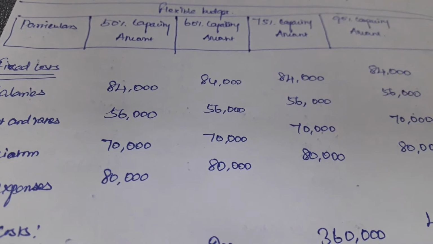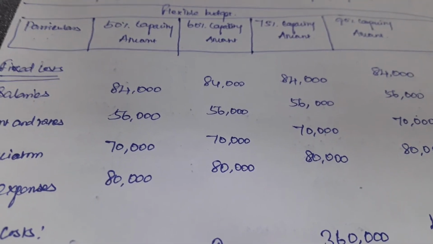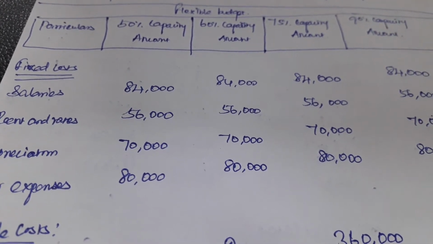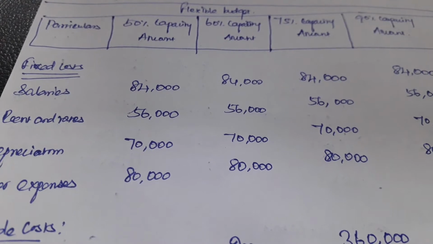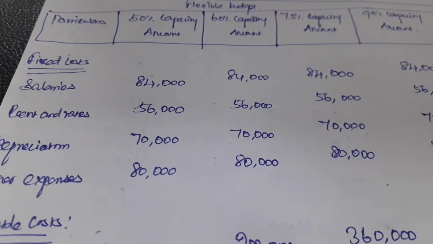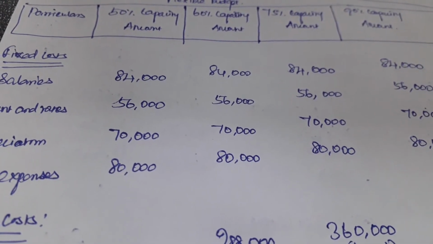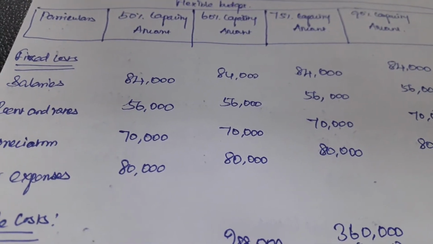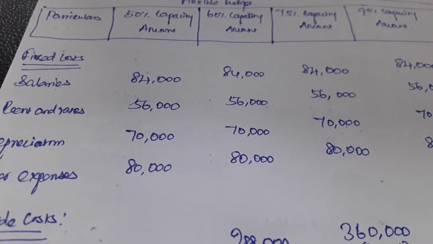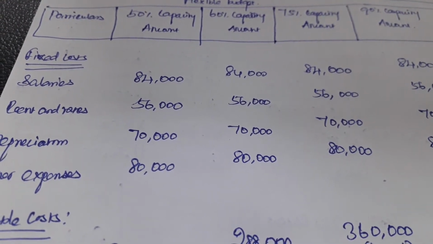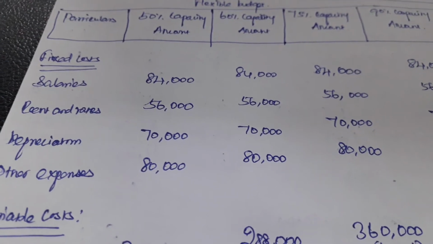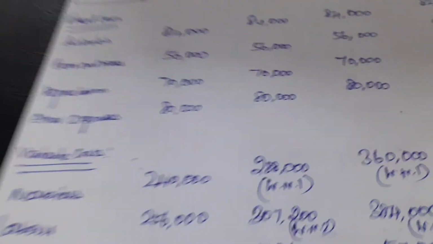For 60%, 75%, and 90%, we need to apply the same values, because the fixed cost in total value remains the same. It does not vary. So we need to write down the same value for 60%, 75%, and 90%. Fixed cost in total amount does not vary, but the unit value varies. And variable cost is vice versa.